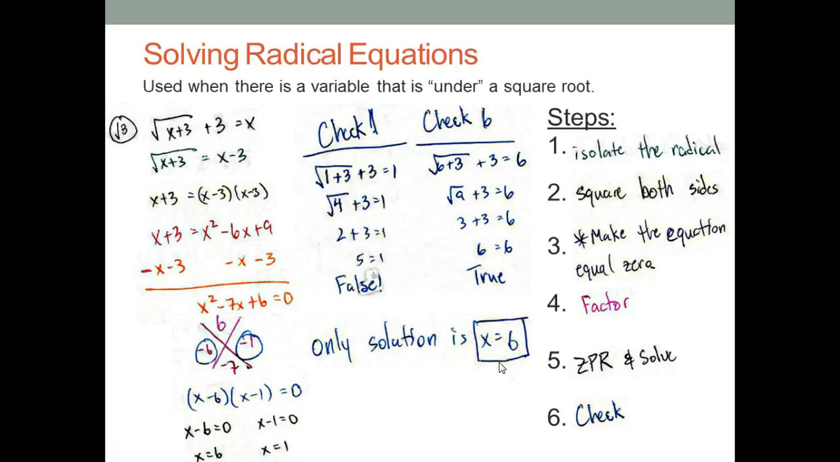That does not mean I did anything wrong. It doesn't mean that you did anything wrong. It just means that there was an extraneous root, and that extraneous root was 1. So be sure that you're always checking.